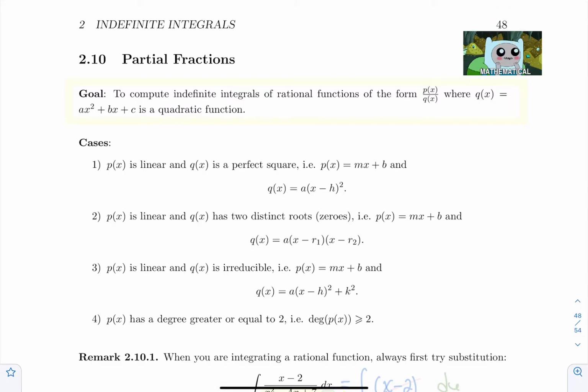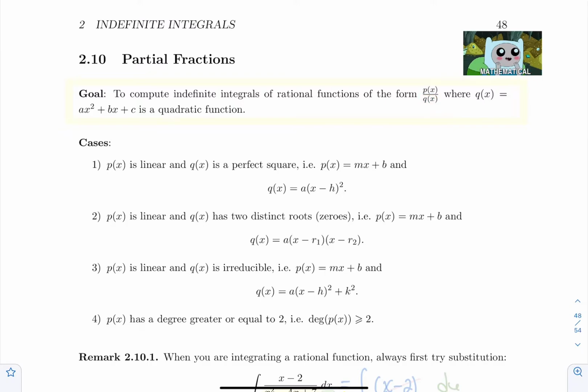So partial fraction is really just an algebraic trick in order to integrate rational functions of the form P over Q, where Q is a quadratic equation. So it's not a new technique of integration. It's just how do you manipulate rational functions in order to compute indefinite integrals. And here, all our rational functions, their denominators, are going to be quadratic equations. You can extend partial fractions to rational functions in general, but this will not be the content of this section.